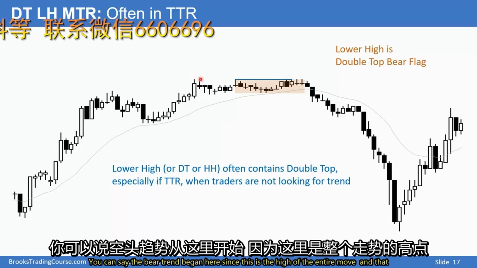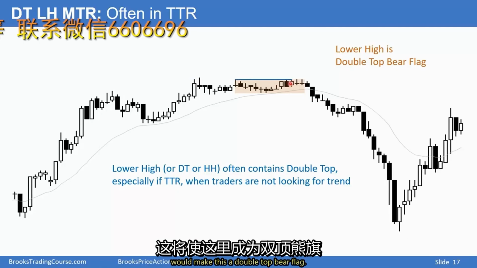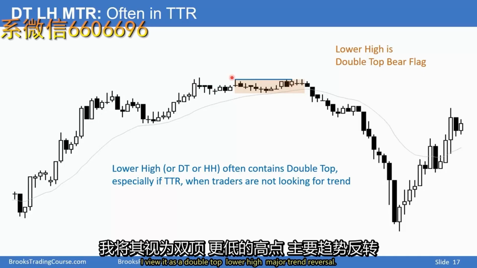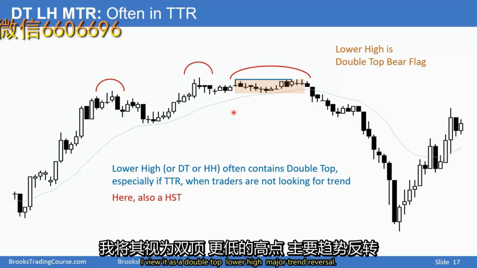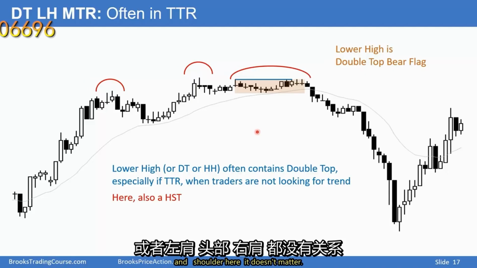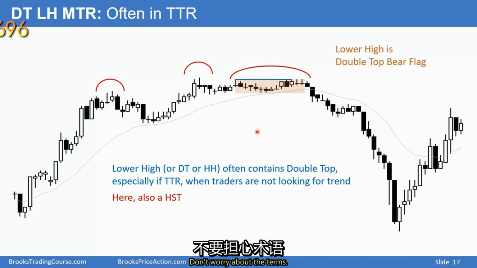You could say the bear trend began here, since this is the high of the entire move, and that would make this a double top bear flag. So early bear trend and then a double top bear flag. I view it as a double top lower high major trend reversal. If you want, head and shoulders top: left shoulder, head, and right shoulder here. It doesn't matter. You have to be aware of what the process is. Don't worry about the terms.